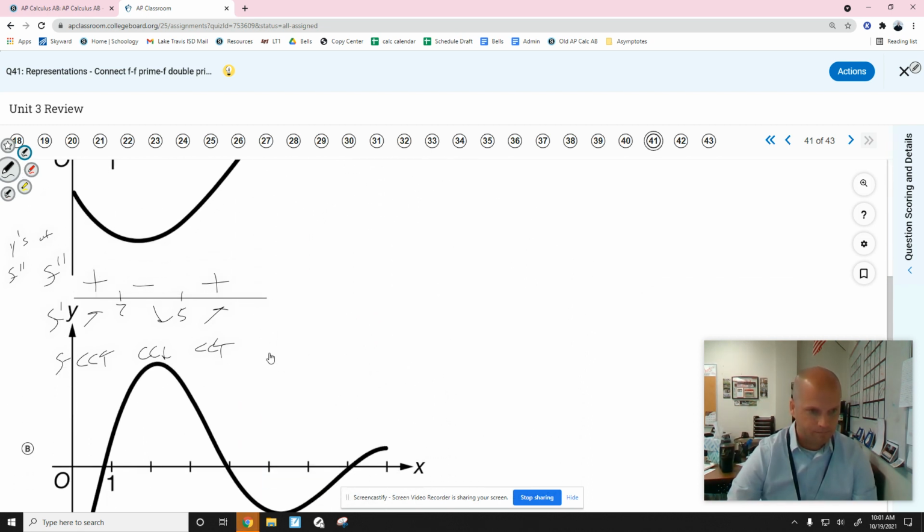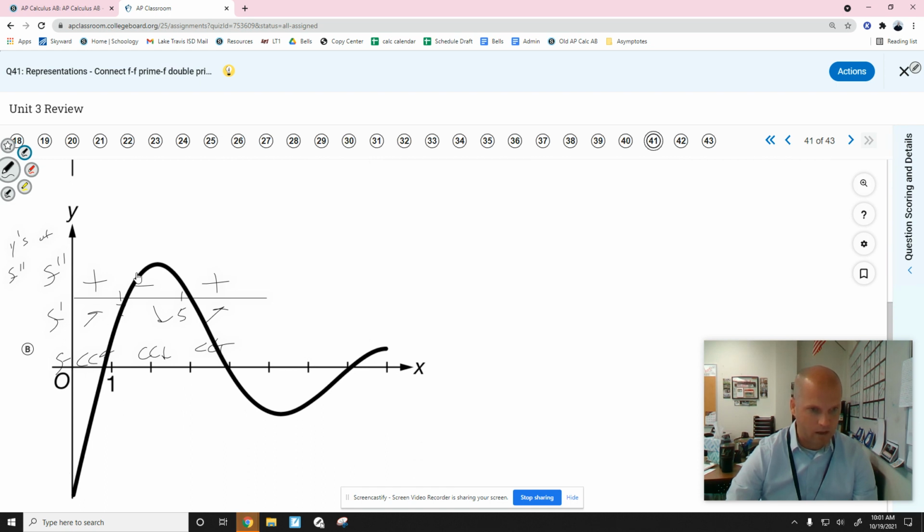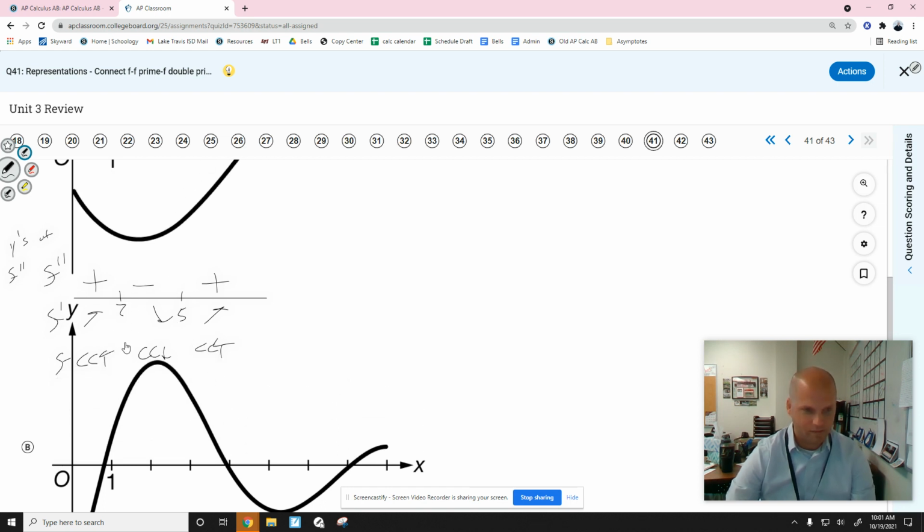Concave, no. Concave down until around 2. This is, wait. That's bad. It needs to be concave up first. So I don't like that.